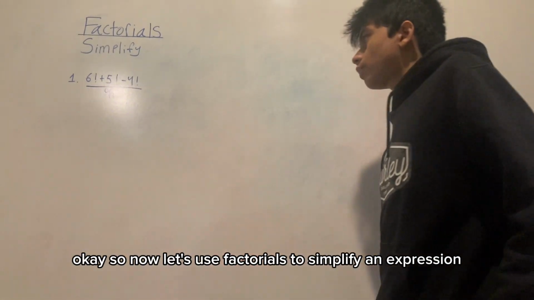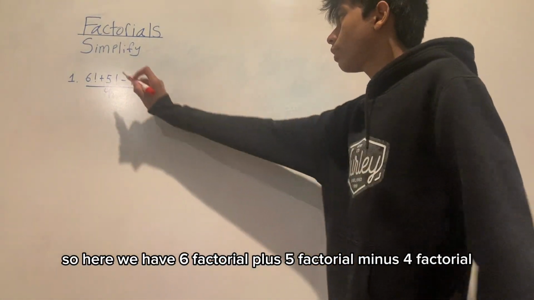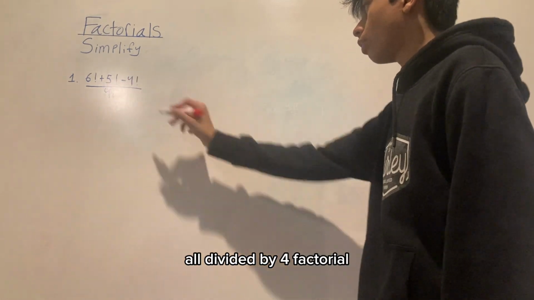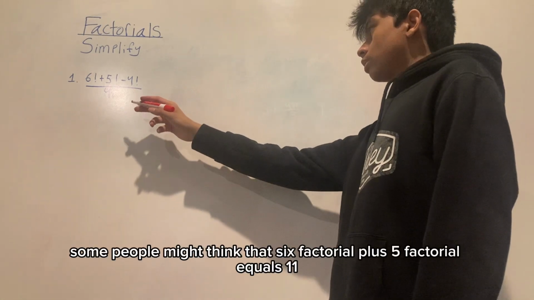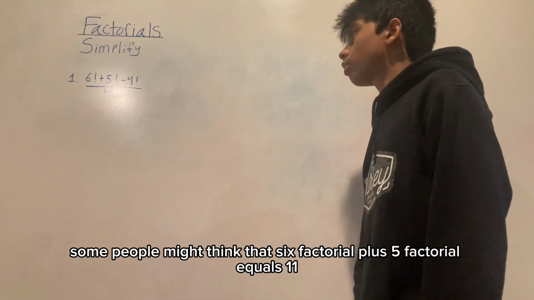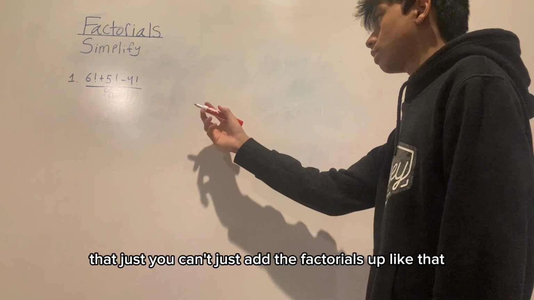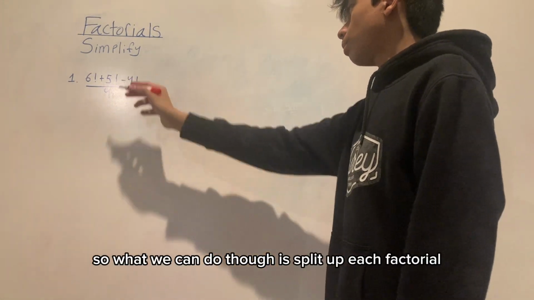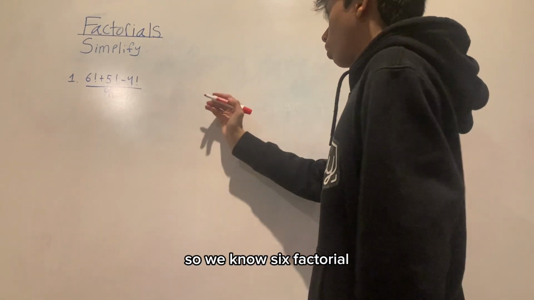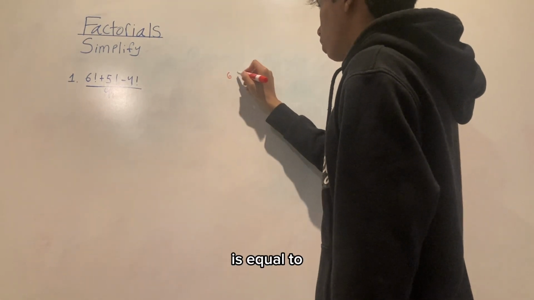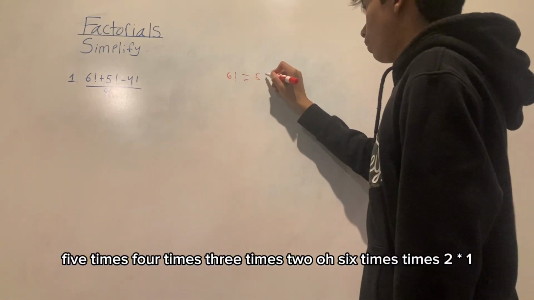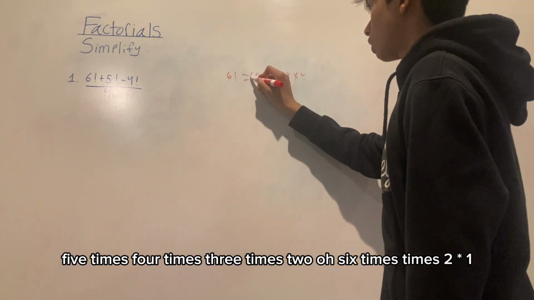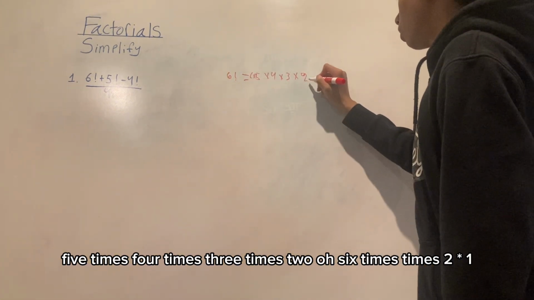Okay, so now let's use factorials to simplify an expression. So here we have 6 factorial plus 5 factorial minus 4 factorial, all divided by 4 factorial. So first, some people might think that 6 factorial plus 5 factorial equals 11, but you can't do that. You can't just add the factorials up like that. So what we can do though is split up each factorial. So we know 6 factorial is equal to 6 times 5 times 4 times 3 times 2 times 1.